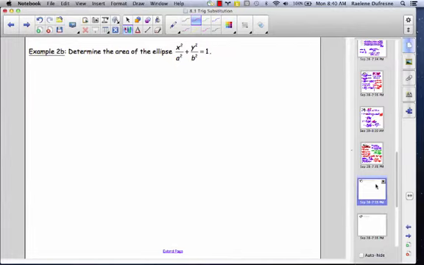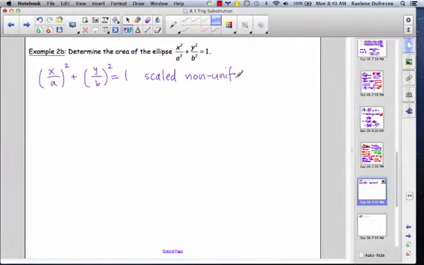In example 2b, determine the area of the ellipse given by x squared over a squared plus y squared over b squared equal to 1. Well, x over a all squared plus y over b all squared equal to 1 is a scaled version, non-uniformly, so we're not scaling horizontally and vertically the same amount, from the unit circle, x squared plus y squared equal to 1.